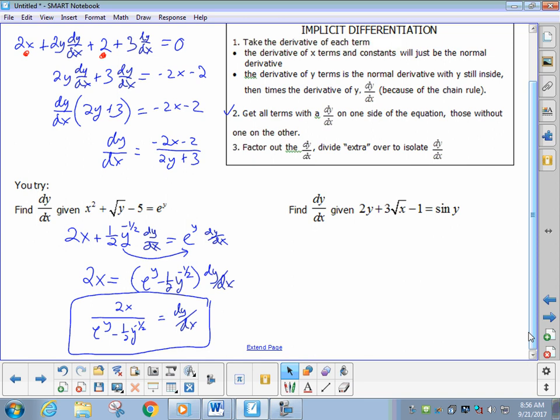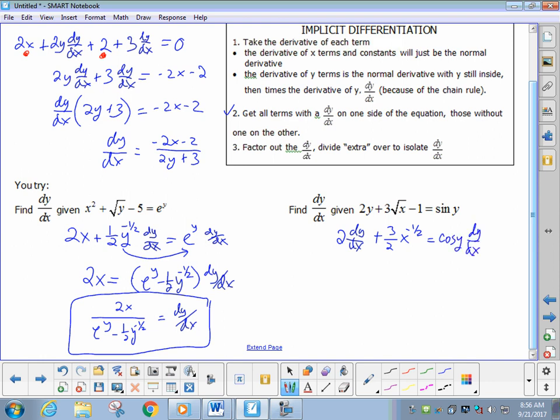How are we doing? All right, let's see how you did, shall we? Derivative of 2y with respect to x: 2 dy/dx. So far, so good? Plus derivative of 3 root x: 3/2 x to the negative 1/2. Derivative of negative 1: 0. Derivative of sine y: cosine y, dy/dx.